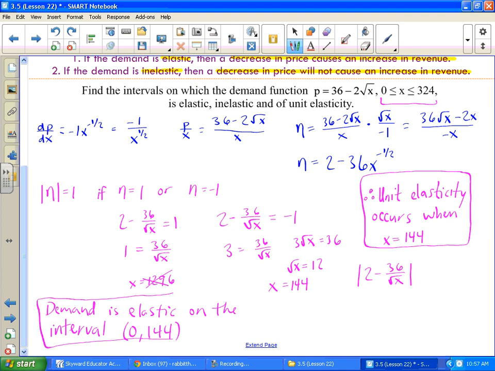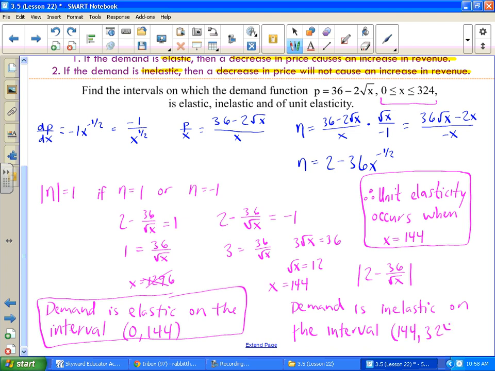Okay, now if you think about plugging something greater than 144 in, this is going to end up being a fraction. If I take the absolute value, it's going to end up being less than 1. Okay, so it would work. So that would mean that it's what? Inelastic. So demand. But you can always check it to make sure that you didn't do something wrong. So demand is inelastic on the interval. And what would be my interval? 144 to 324. There we go.